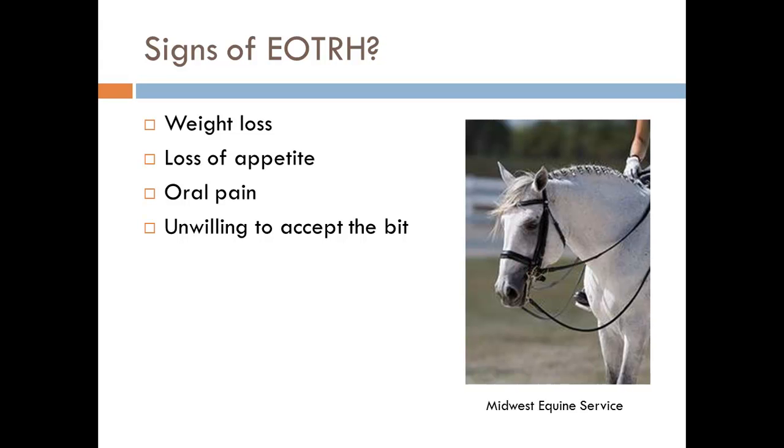So what signs as an owner will you observe in an EOTRH affected horse? It can be very hard to diagnose. Only in extreme and very advanced cases can hypercementosis, the cauliflower bulb appearance of the teeth, be noted just by looking at the horse's mouth. Some unusual clinical signs would be unexplained weight loss or loss of appetite, oral pain, or unwillingness to accept the bit. In most cases, horse owners are unaware their horse even has EOTRH unless a veterinarian takes a radiograph. And again, the symptoms and the severity of the case really do not show up until the horse is much more advanced in age and into having this syndrome.